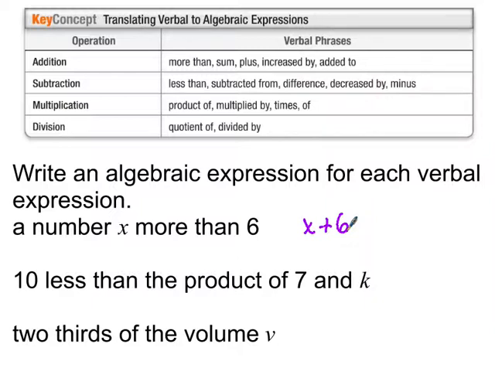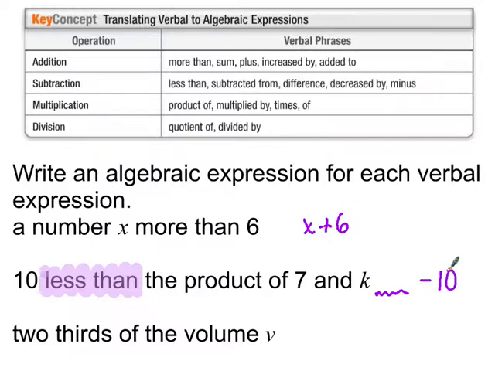10 less than the product of 7 and k. Okay, now I'm going to give you a key. Whenever you have this word right here, less than, it means subtraction, but this is what you're going to do. When it says 10 less than, you're going to leave a space and then you're going to put minus 10, because less than means you have a quantity and then you take that away from the quantity.